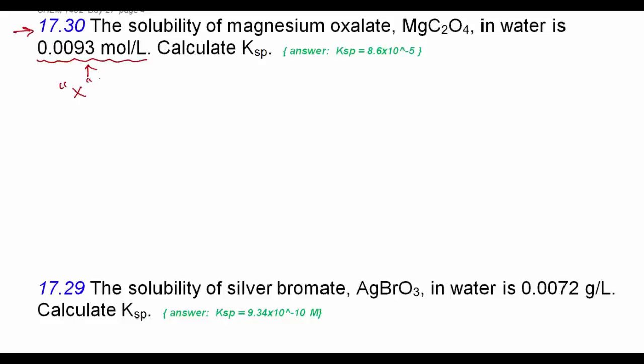That has to be the X in ice of our KSP reaction. It has to be, because they told us. Remember, solubility is X in ice. So solubility is 0.0093. So let's go ahead and make our ice table with X's in it, substitute in the KSP expression, and then just put in 0.0093 for X and calculate KSP. So try it.